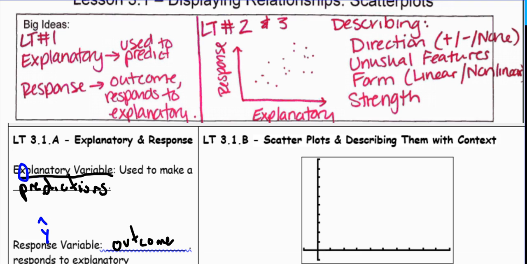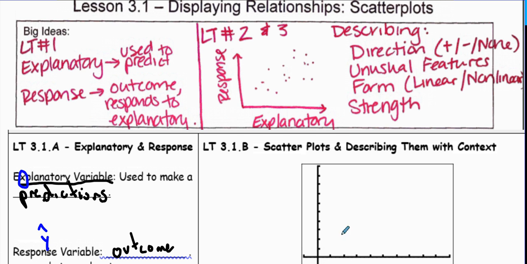Now, when we talk about our scatter plots, our bivariate data, we have our explanatory on the bottom, and we have a response on the top. And what we do is we have all these different points, okay? Now, these different points are all based on some different things. So whatever our explanatory, our input, then we have our output. What is that response going to be?